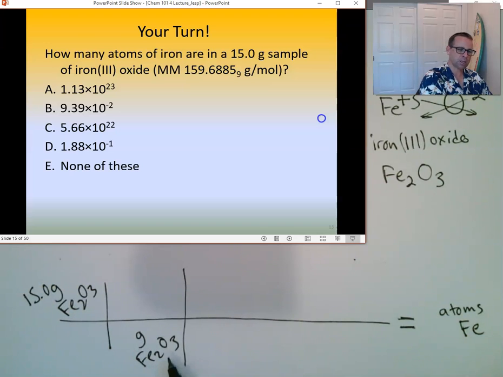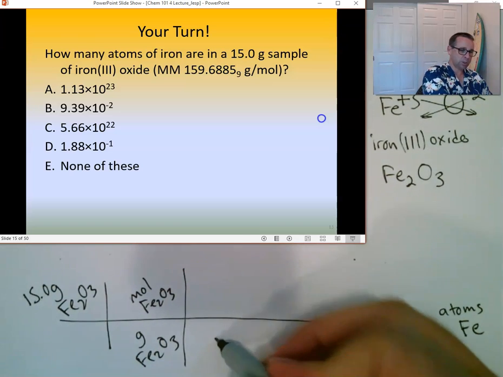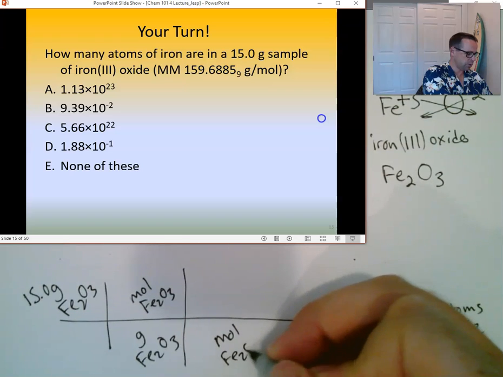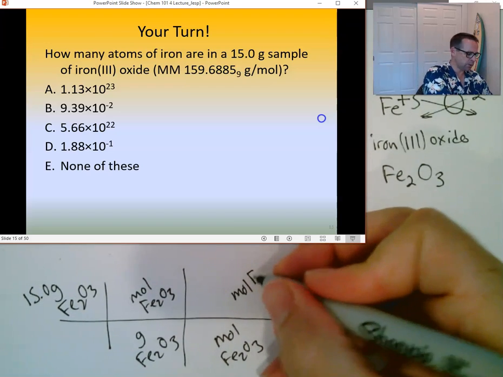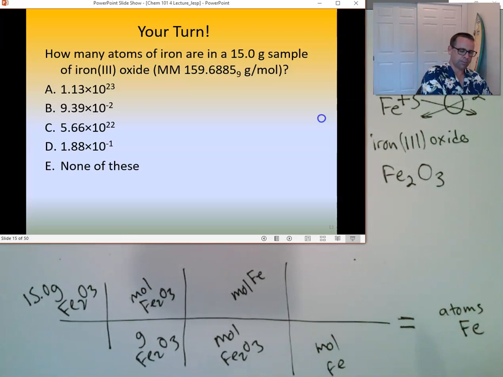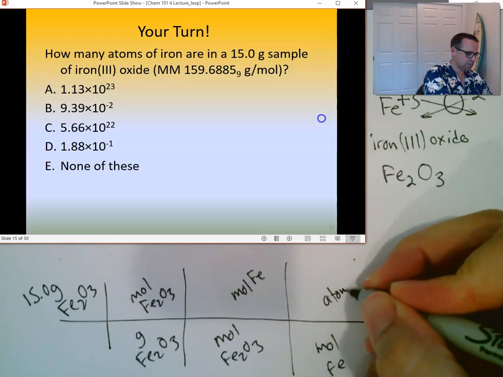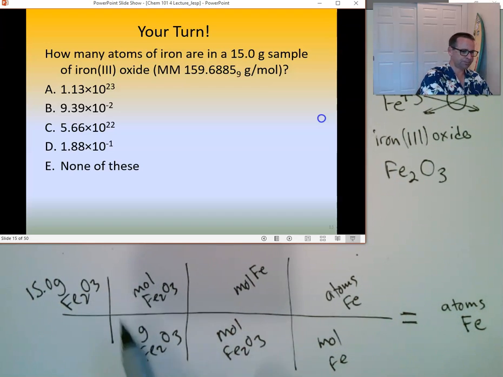So if we start with grams of iron oxide, what are we going to put up here? Moles of Fe2O3. Then we can go from moles of Fe2O3 to what? To moles of iron first. And then moles of iron to what? Atoms of iron. Okay, help me fill in these numbers now. What's the top number? What's the bottom number? 1 mole of Fe2O3.